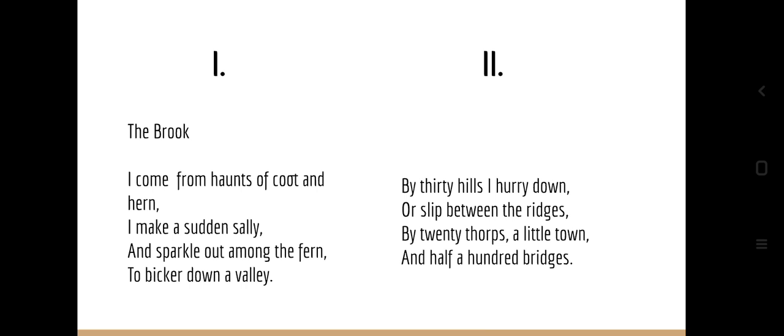By thirty hills I hurry down. So by thirty hills the brook passes, or slips between the ridges. Ridges are narrow hilltops, so it passes down the narrow hilltops also. By twenty thorpes, thorpes are villages, a little town and half a hundred bridges. Half a hundred bridges is fifty bridges. So these are the things which this brook encounters on its journey.